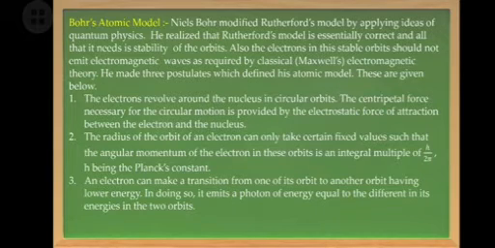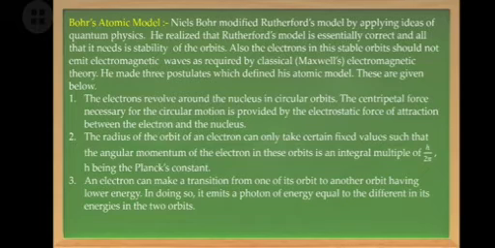Third postulate: an electron can make a transition from one of its orbits to another orbit having lower energy. This means the electron can jump from a higher energy level to a lower energy level, and while doing so it emits a photon, and that energy is equal to the difference between the two energy levels.